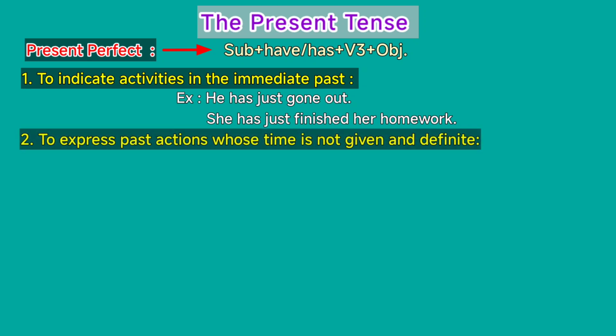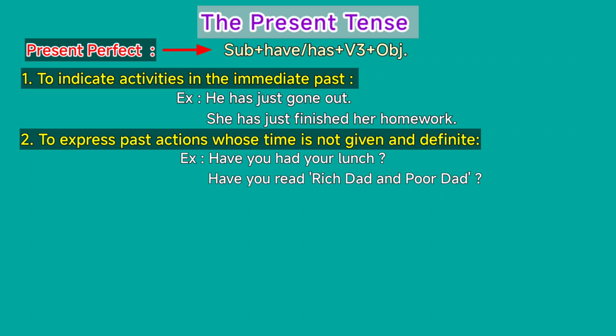And past actions whose time is not given can be expressed in present perfect. Actually, the actions may or may not have happened in the past, but the time is not defined, and such actions we can express in present perfect. Just like, have you had your lunch? Have you read Rich Dad Poor Dad? Till the moment, it happened or not happened. To confirm it, we ask in present perfect. Actually, the above mentioned activities may or may not be finished. We don't know the actual status of the act.